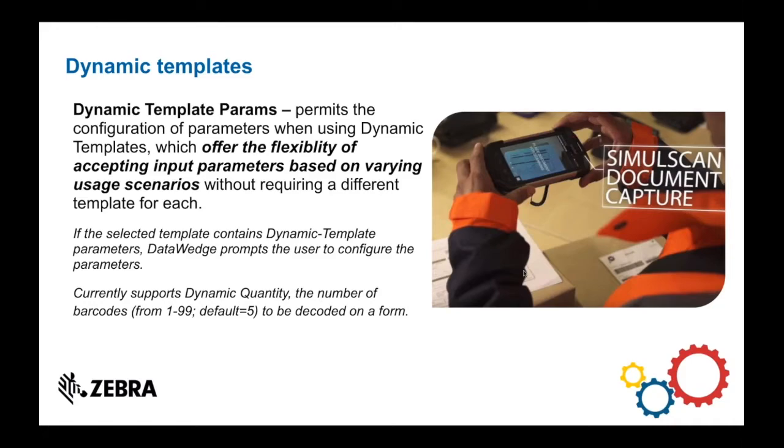Now, originally Simulscan would only allow you to define, okay, the label has 10 fields, and you must have these fields. Now we have the ability to have dynamic templates. So now you have flexibility in defining. Sometimes maybe those fields may not exist, but you still want to capture the rest of the data. Dynamic templates allows you to do this. Now that we have that in Simulscan, we need to also provide this inside of DataWedge. Essentially inside of DataWedge, you're specifying the number of barcodes to be decoded on the form. So we now are supporting that feature.